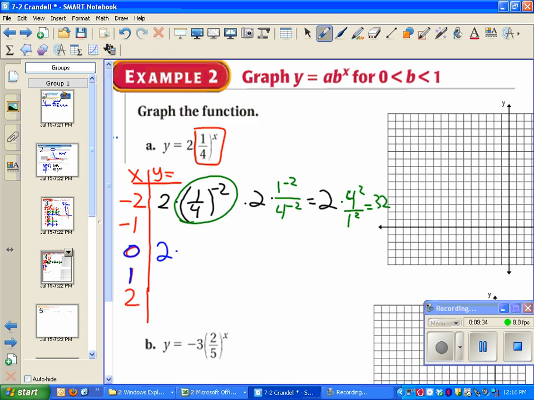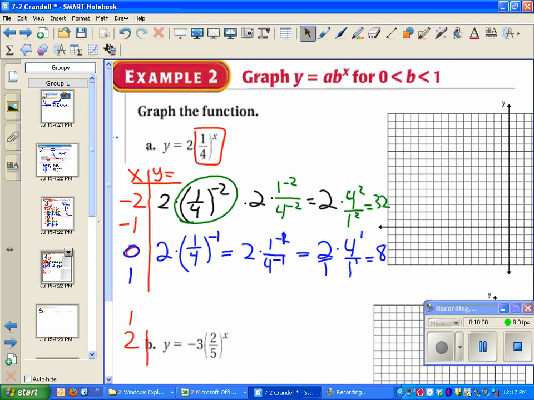All right, so we have 2 times 1/4 to the -1. That's the same thing as 2 times 1 to the -1 over 4 to the -1. So I flip-flop it. I have 2 times 4 to the first over 1 to the first. So that is 4 over 1. So we multiply straight across and we get 8. 8 over 1 is the same thing as 8.